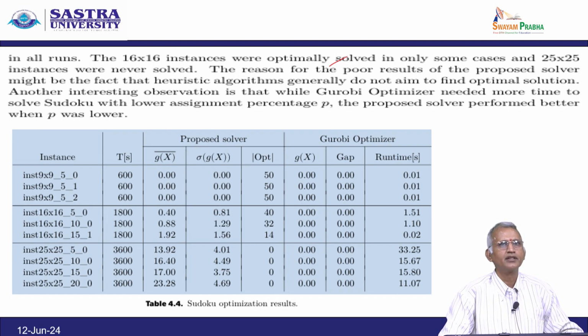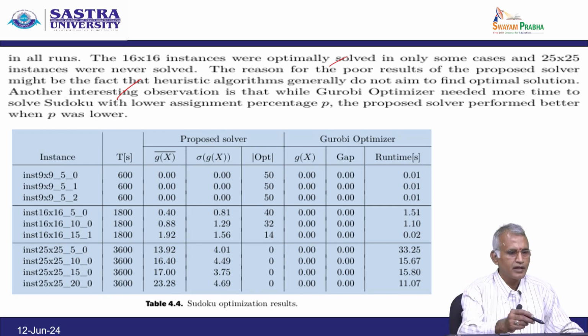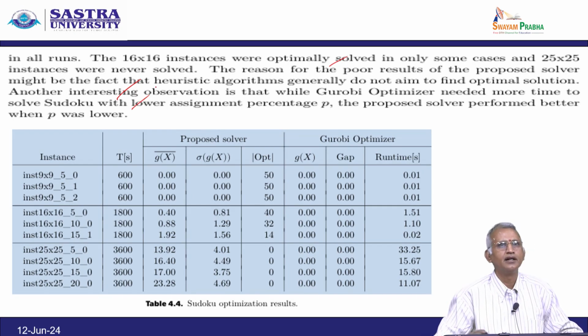Another interesting observation is that while the Gurobi optimizer needed more time to solve the Sudoku with lower assignment percentage p, the proposed solver performed better when p was lower. So, this is the result of the proposed solver and the Gurobi optimizer, the instances are also given, and this table represents the Sudoku optimization results.